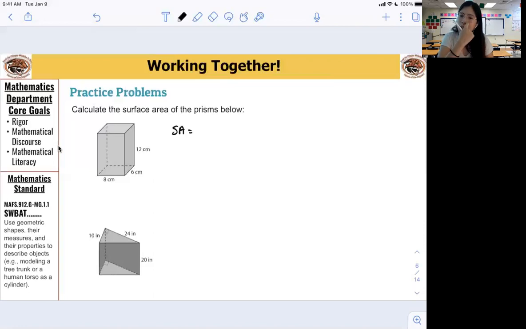Did I say volume? Maybe I said volume, but we're doing surface area. I don't see it yet. Two LH plus WH plus LW. Good. And if that's something you forget, just remember you're doing each combination. You're doing length and height, you're doing width and height, and then you're doing length and width. And now we just fill everything in.